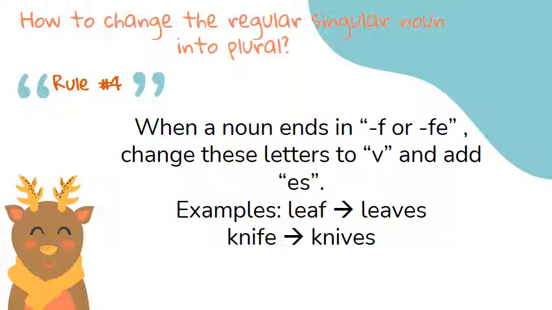Rule number 4, what does it say? Rule number 4 says, when a noun ends in f or fe, you have to change these letters to v and add es. Example: leaf, leaves, knife, knives. So the regular singular nouns, if they end with f or fe, you have to cross out the f or fe, replace it with v, then add es.